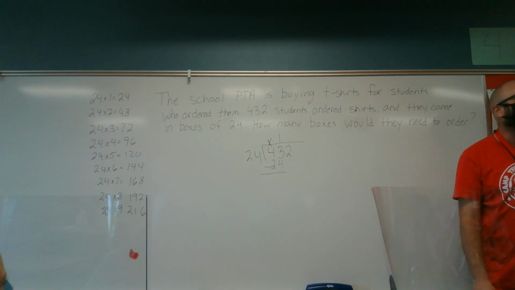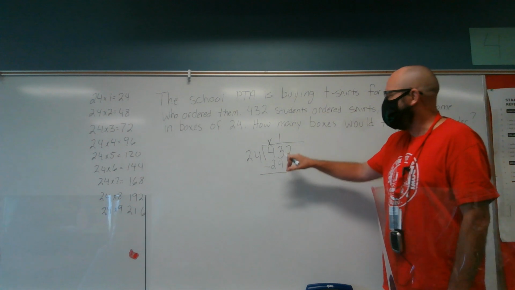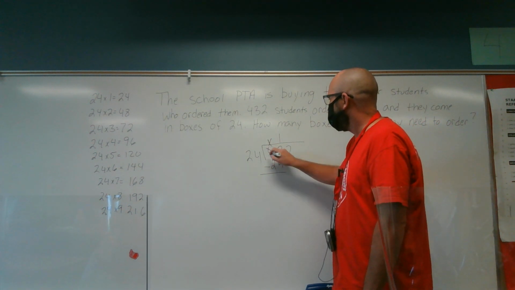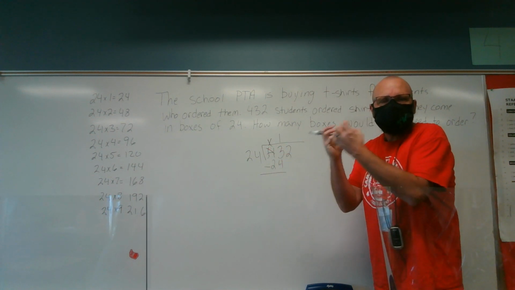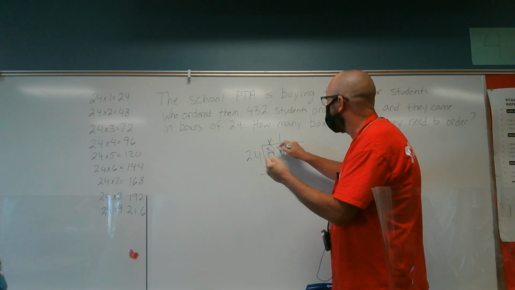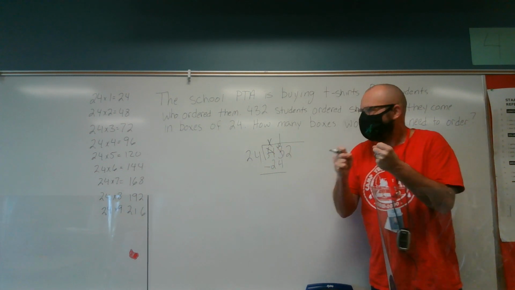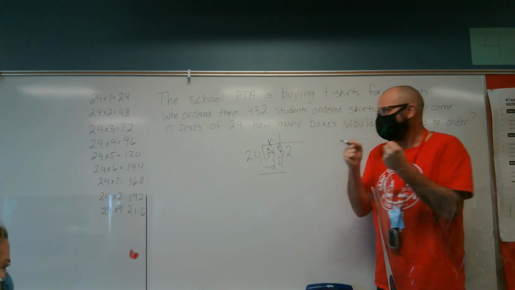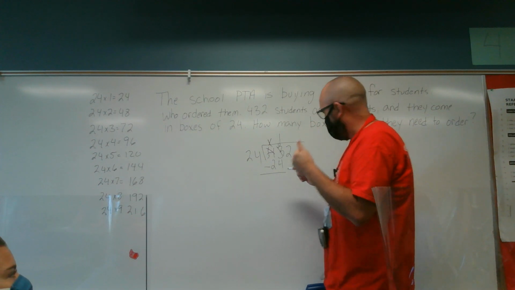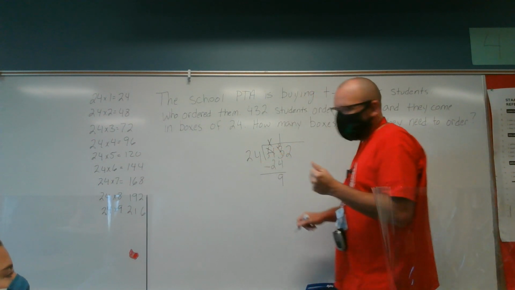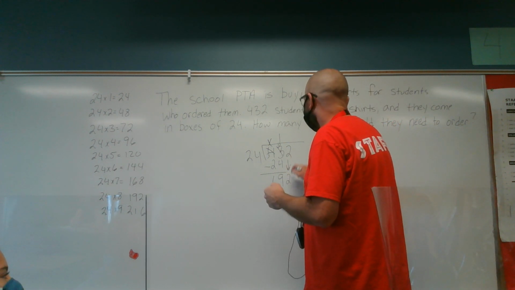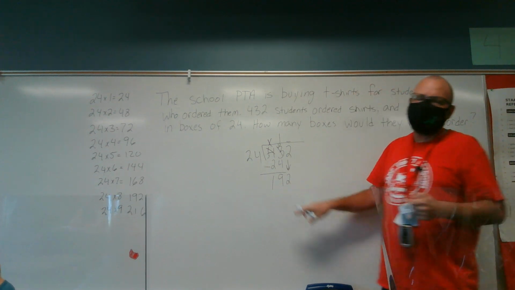Then we subtract. We cannot take 4 ones away from 3 ones. So we need to take a 10 and break it into ones. So now we have 10 ones to add to the 3 that we already have. So now I have 13. 13 subtract 4 is 9. 3 subtract 2 is 1. And then I bring down my next number. And I know it has to go above the 2 because that's what I just brought down.